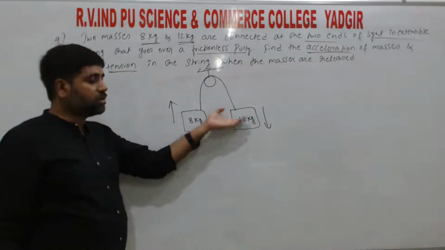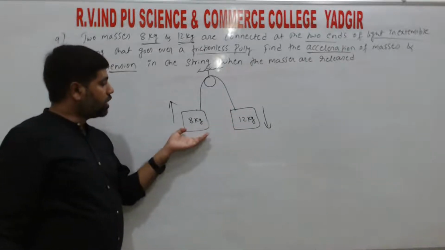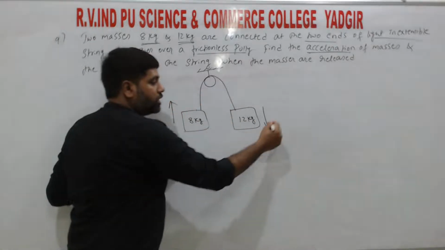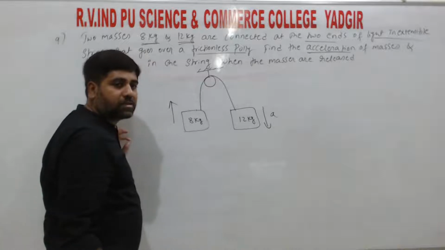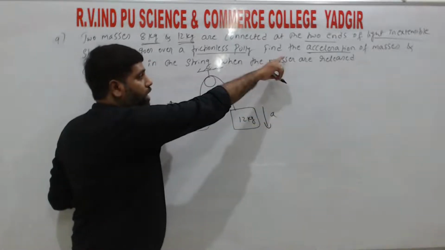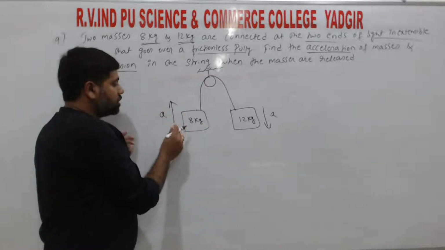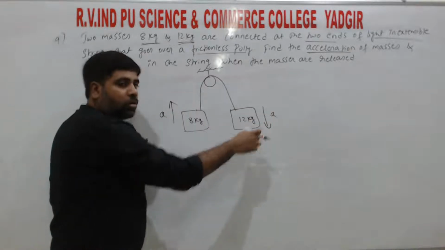ಸೊ ಯಾವ ಮಾಸ್ ಜಾಸ್ತಿ ಇರುತ್ತೋ ಅದು ಕೆಳಗೆ ಹೋಗುತ್ತೆ. ಸೊ ಲೈಟ್ ಮಾಸ್ ಇರೋದು ಮೇಲೆ ಹೋಗುತ್ತೆ. So here these two are moving, so that has some acceleration. So we need to find the acceleration of the masses. So ಇಲ್ಲಿ ಕೂಡ acceleration ಇರುತ್ತೆ, ಇದು upward direction ಇದ್ರೆ ಇದು downward direction.